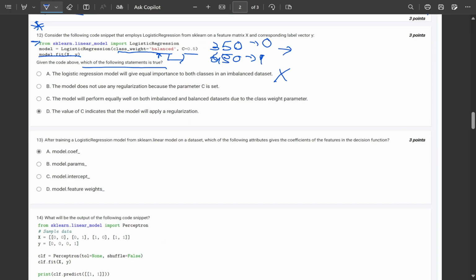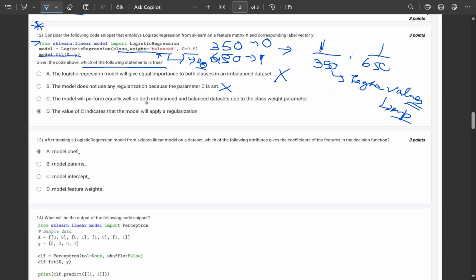In this particular case, what will happen is that it will take 1 by 350 and it will take 1 by 650. Whichever has the higher value as returned, or proportion, will be given more importance. So this is what class weight equal to balanced means, and C equal to 0.5 means regularization will be applied. So the option that the model does not use any regression is totally wrong.